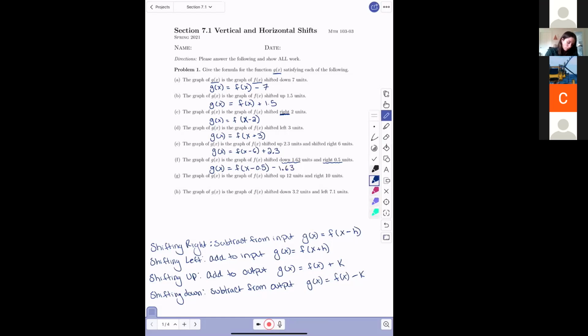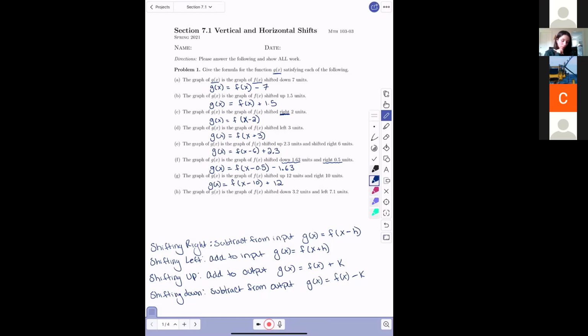All right, next we have g of x. The graph of g of x is the graph of f of x shifted up 12 units and to the right 10 units. So what's happening to my input? Subtracting. Good. We're going to subtract how many units? 10 and then add 12. Good.